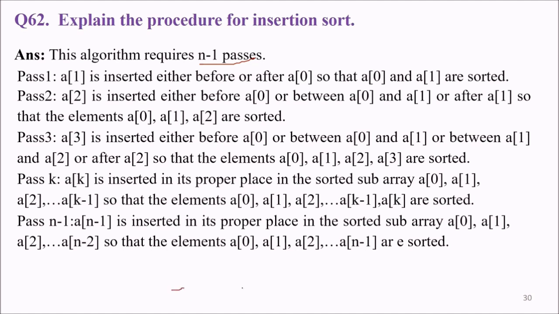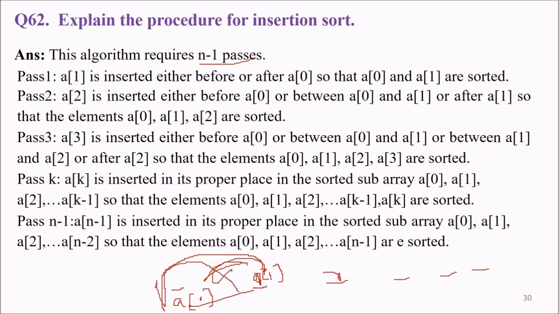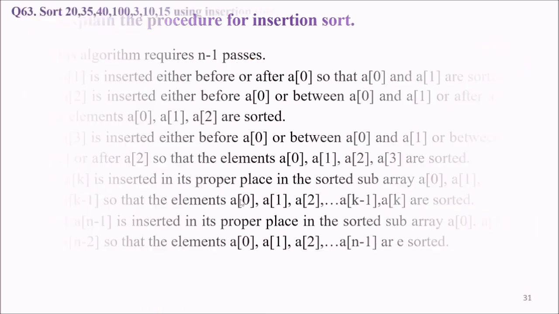If these are the elements, this is A0. A1 and A0 will be compared, so A1 will either come before A0 or remain here. So this will be sorted. Then comes A2. A2 is either inserted before A0, in between A0 and A1, or will stay here only. So these three will be sorted. Now A3 will come, and because the rest is sorted, it will find its position, and this will go on. This is how the insertion sort takes place.